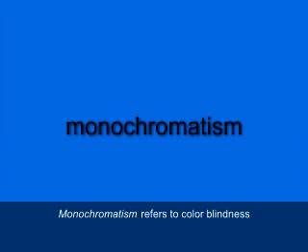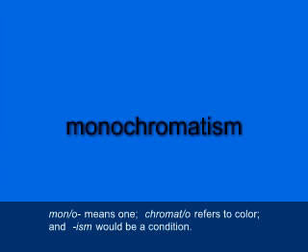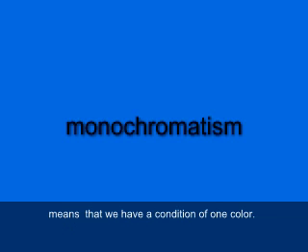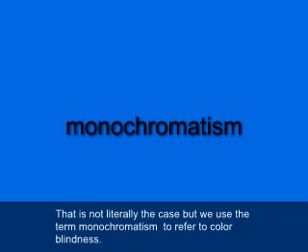Monochromatism refers to color blindness. Mono means one, chromato refers to color, and ism would be a condition, means that we have a condition of one color. That's not literally the case, but we use the term monochromatism to refer to color blindness.